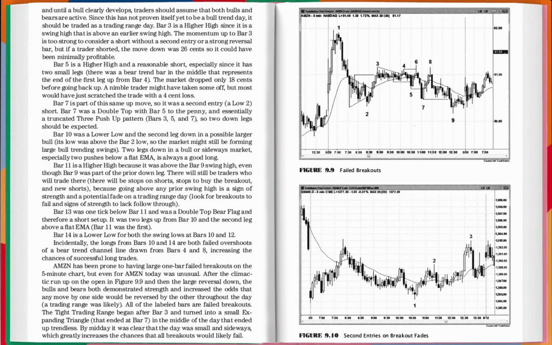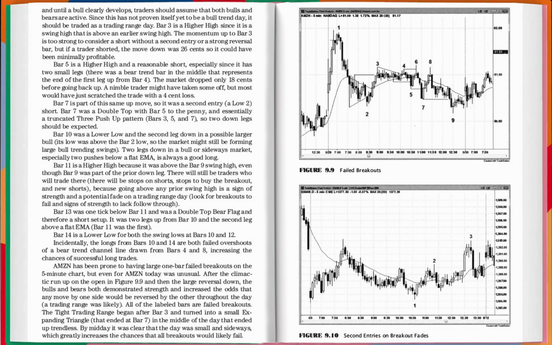Bar 3 is a higher high since it is a swing high that is above an earlier swing high. The momentum up to bar 3 is too strong to consider a short without a second entry or a strong reversal bar, but if a trader shorted, the move down was 26 cents, so it could have been minimally profitable.